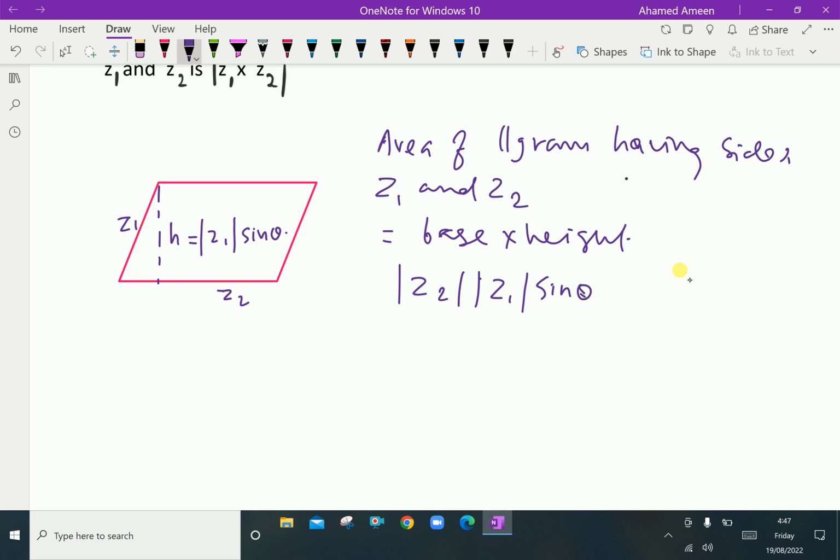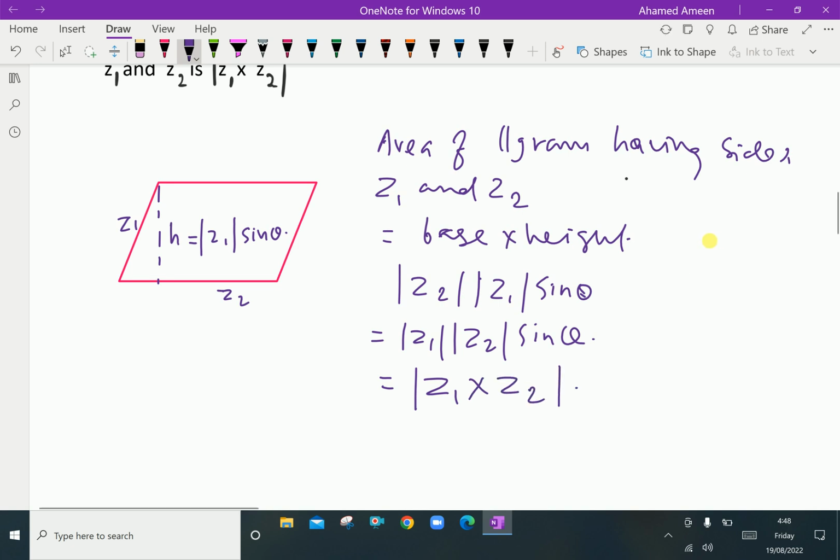is equal to modulus of z1 modulus of z2 sine theta, which is further represented by the modulus of the cross product of z1 and z2. This is the area of the parallelogram.